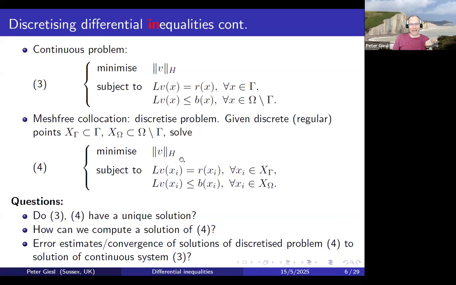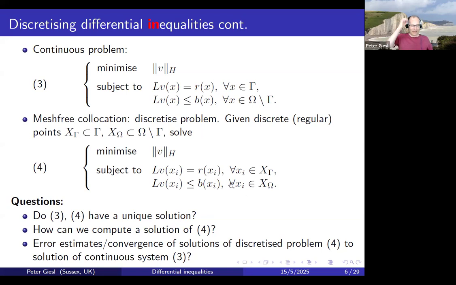Hopefully they have, and they will have. How can we compute a solution of this problem? And then, are there any error estimates, or at least a convergence of solutions of this discretized problem to the continuous problem? And I will present solutions to all of them apart from the error estimates.